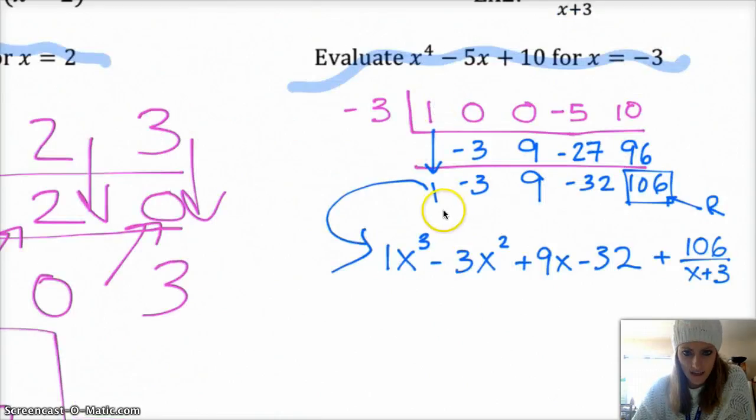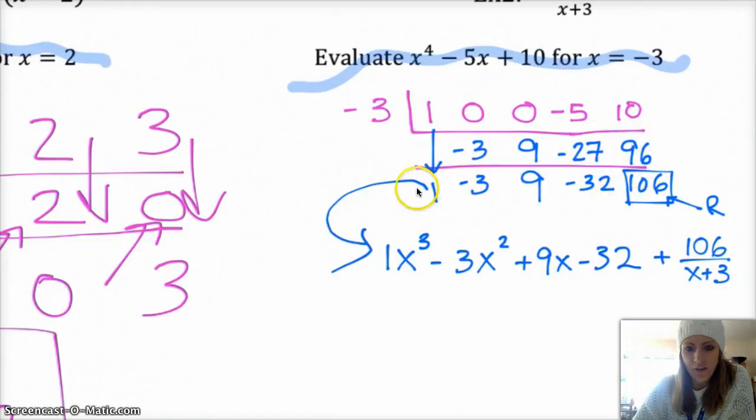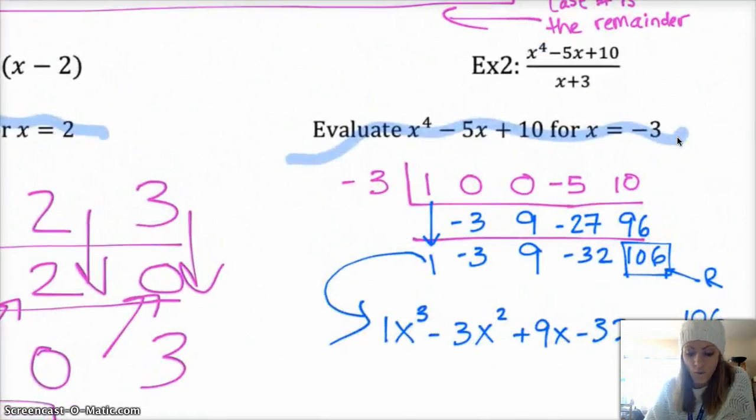Okay, so add down, multiply by -3, add down, multiply by -3, add down, multiply by -3, add down, multiply by -3, add down, and you end up with 1, -3, 9, -32, and 106. Okay, this wasn't necessarily a nice problem, but it's easy with synthetic division. So your original problem was you started with x to the fourth.